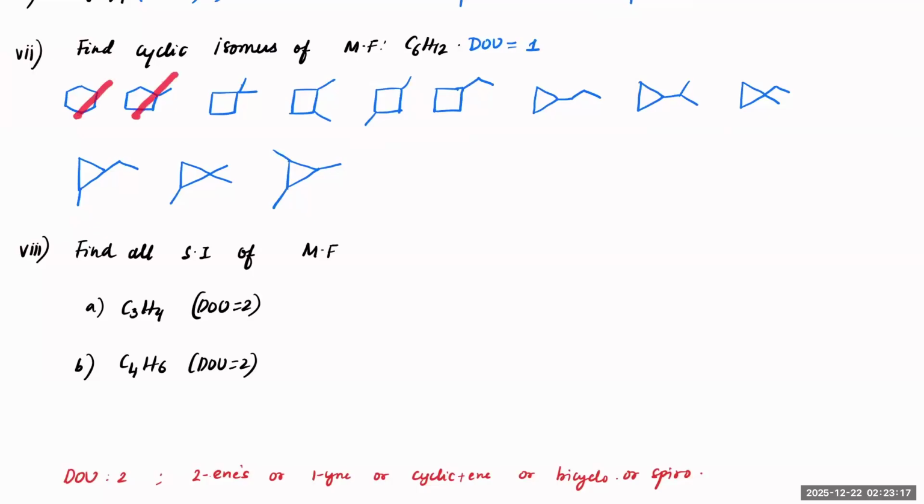So you can see 1, 2, 3, 4, 5, 6, 7, 8, 9, 10, 11, 12. So total 12 structural isomers.